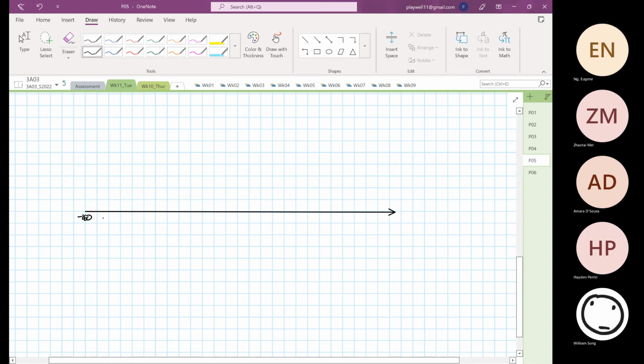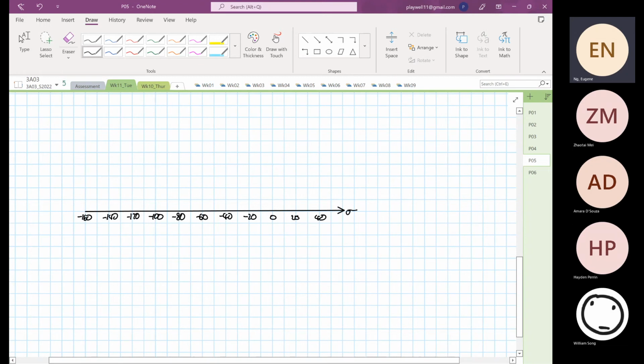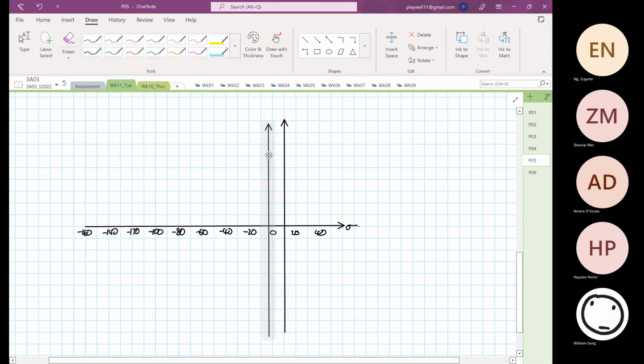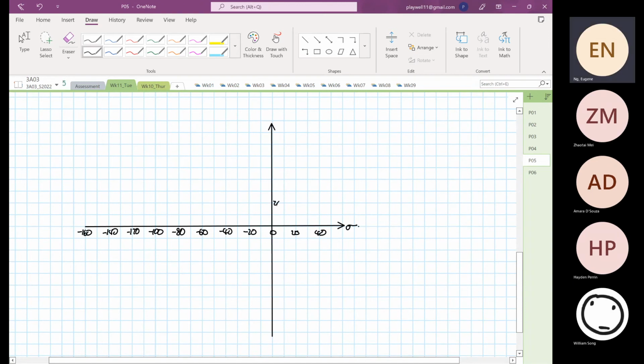Minus 160, minus 140, minus 120, minus 100, minus 80, minus 60, minus 40, minus 20, 0, 20, and 40. Okay, so this is as usual our normal stress. Then we look into our shear: 20, 40, 60, 80 shear clockwise, minus 20, minus 40, minus 60, minus 80 shear anti-clockwise.